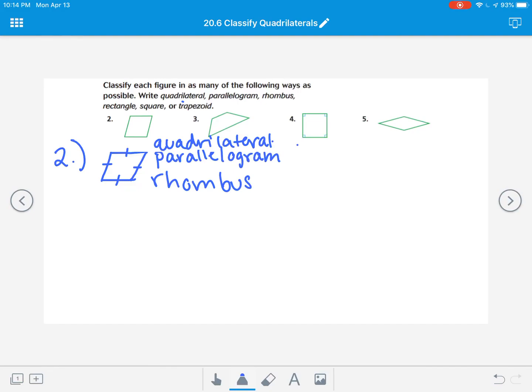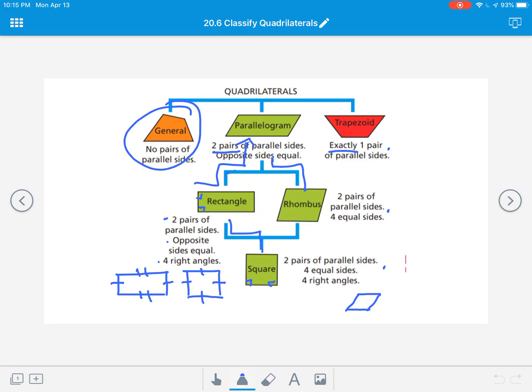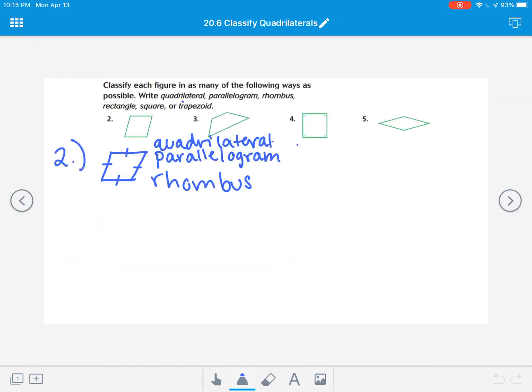And the important part of that too is that all sides are equal. It's not a rectangle because it doesn't have right angles. It's not a square because it does not have right angles. Let's see if it's a trapezoid. Let's go back and look at those definitions again. Remember, trapezoid says exactly 1 pair of parallel sides. This has 2 pairs, so it's not a trapezoid. It's a quadrilateral, a parallelogram, and a rhombus. 3 different ways we could name that figure.